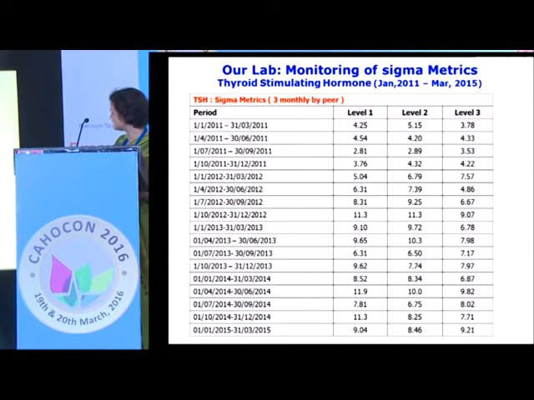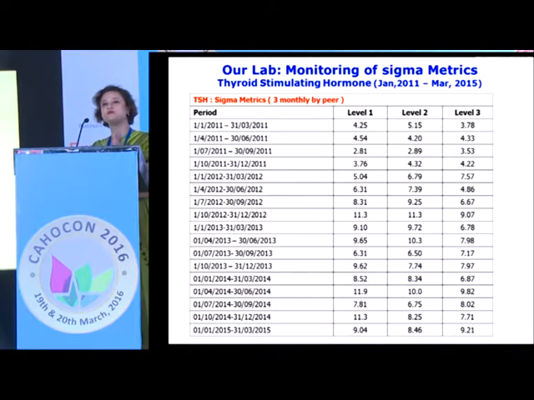improve our process excellence. See the sigma matrix study for thyroid stimulating hormone. If you can see, in 2011 when we started, we were at 4.25 sigma level, and in March 2015 we have achieved up to 9 sigma level.